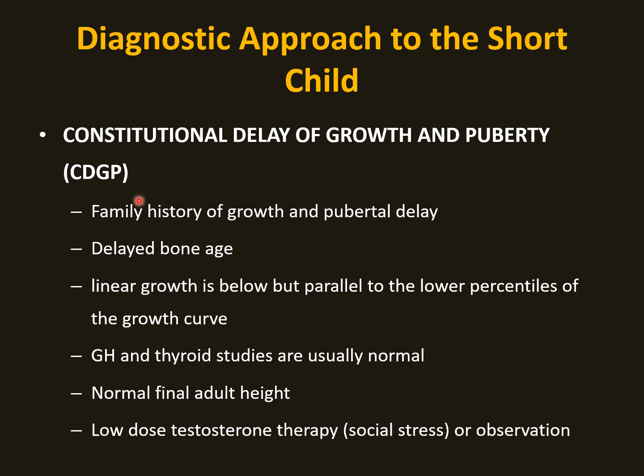The first condition you need to be familiar with in any child presenting with abnormal linear growth is constitutional delay of growth and puberty. First, from the family history, you will find one of the parents is a late bloomer, or a family history of growth and pubertal delay. Delayed bone age is very important. Linear growth is below but parallel to the lower percentile of the growth curve. If you do a hormonal study, it will be normal. The child will reach the final adult height.